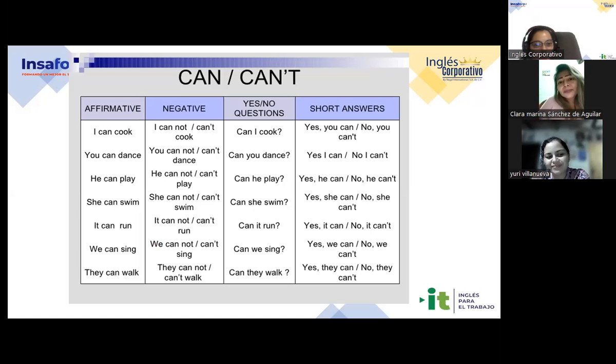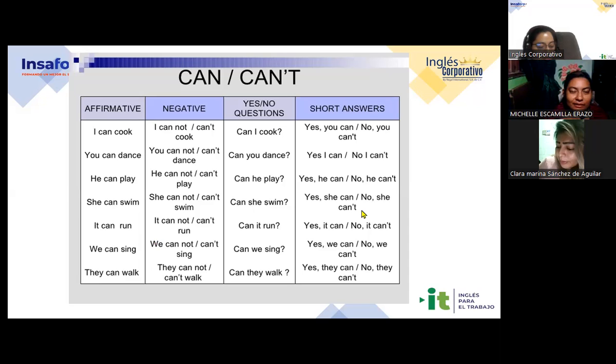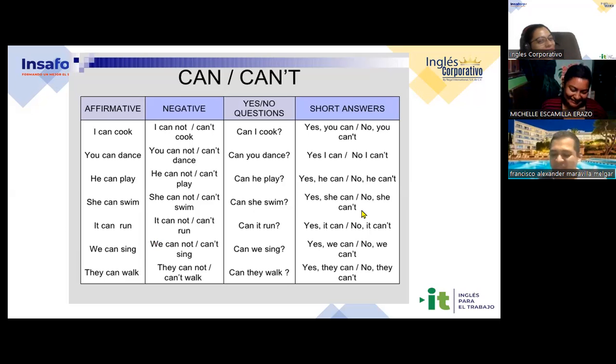Gracias, señoritas. Ok, Michelle, ¿a quién elige usted? Choose one of your classmates. Francisco, porque me hace bullying, la vamos a leer. Ok. Vaya, Francisco, ya le dijo a su compañera ahí. Muy bien. Okay.